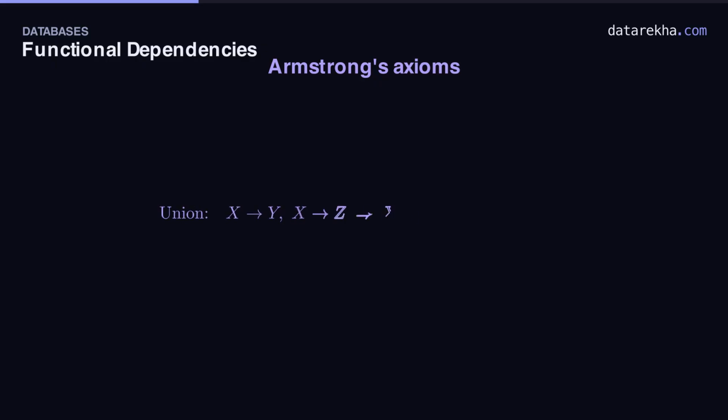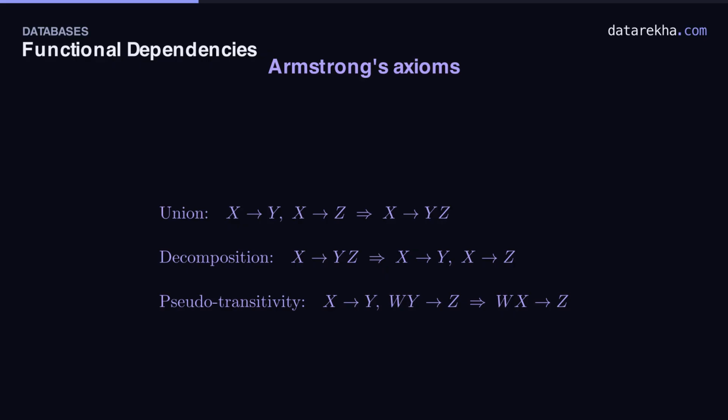From those three, a few shortcuts fall out. Union combines two right sides. Decomposition splits one apart. And pseudo-transitivity chains through a larger left side. All handy, but all just consequences of the original three.